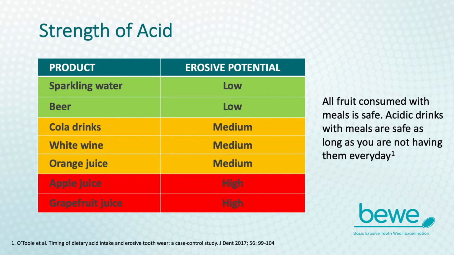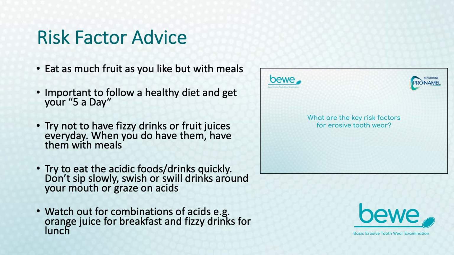The erosive potential of foods and drinks is related to the strength of acid, partly based on pH, but also the titratable acidity, which is a measure of the strength of the acid. Here we see that drinks such as apple or grapefruit juice have high erosive potential, whereas a cola drink has a medium potential. You can eat as much fruit as you like, but limit this to meal times. Follow a healthy diet, but avoid sipping, swilling, or holding drinks in your mouth. In this video, Dr. Sersha et al. share some of the key risk factors for erosive tooth wear.